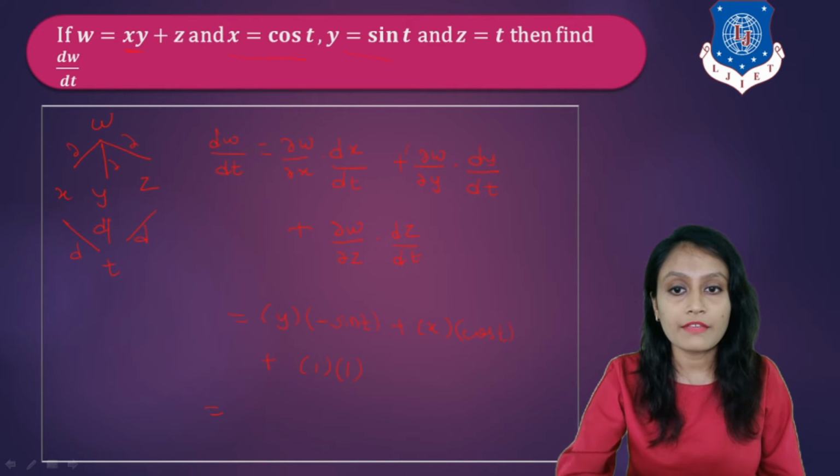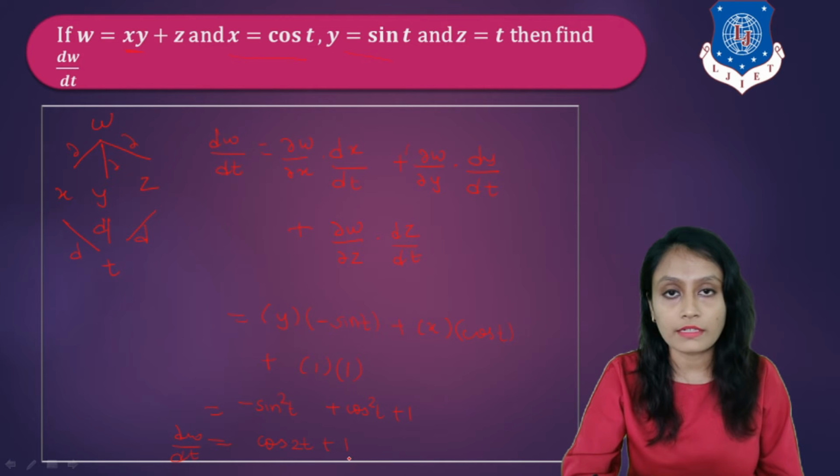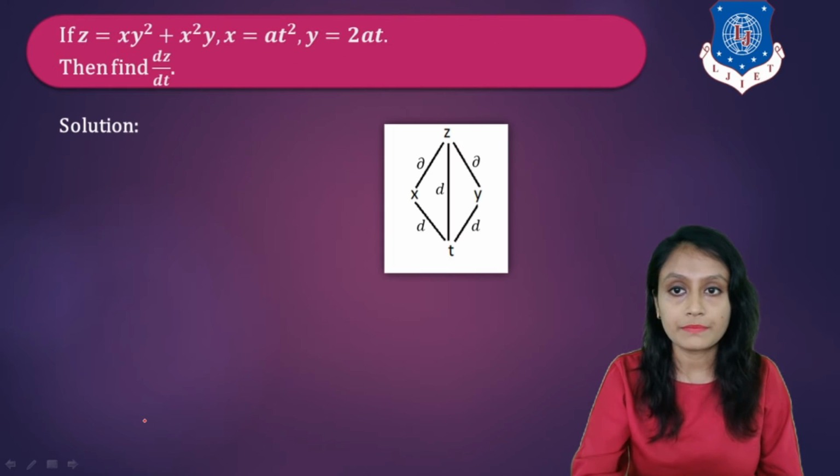Now we have to simplify further. So in place of y we will write sin t and in place of x, cos t, from the question. So here you will get minus sin square t plus cos square t plus 1. Now we know this formula, cos square t minus sin square t is equal to cos 2t. So the final answer of dw by dt is what? Cos 2t plus 1.